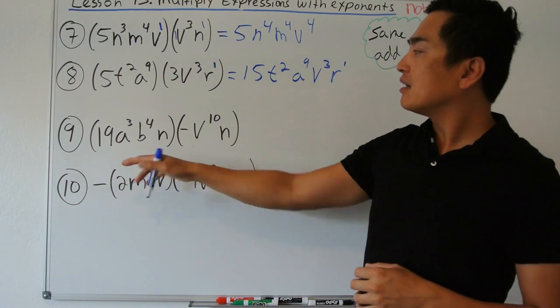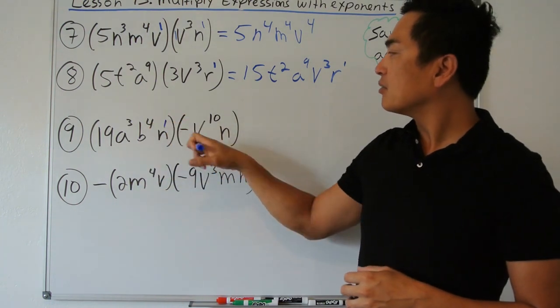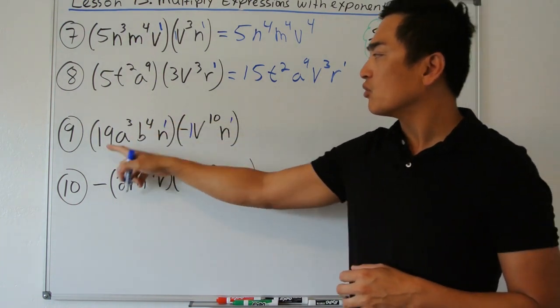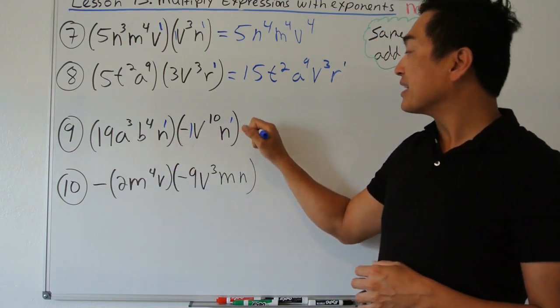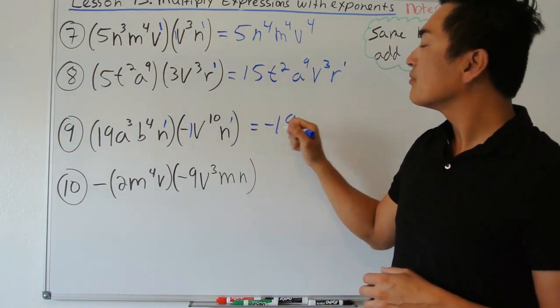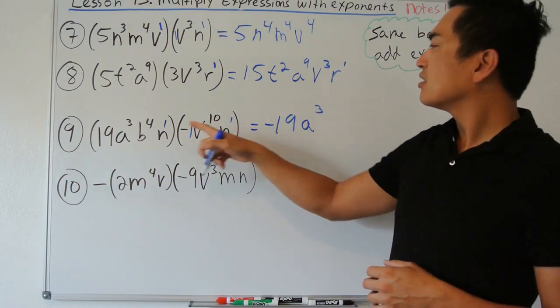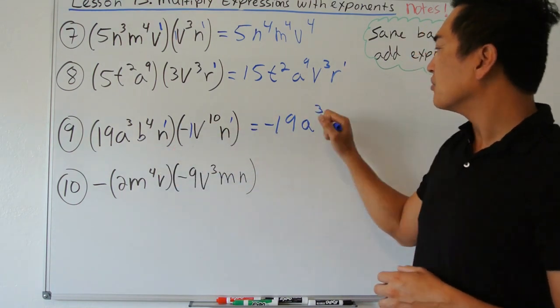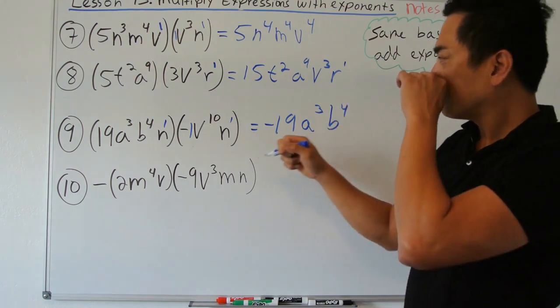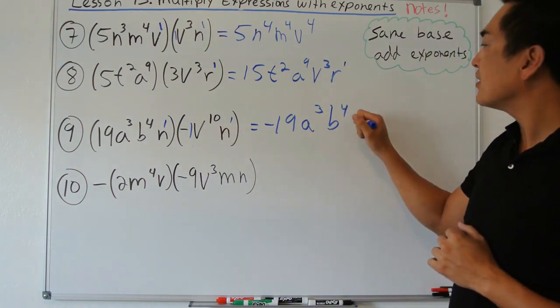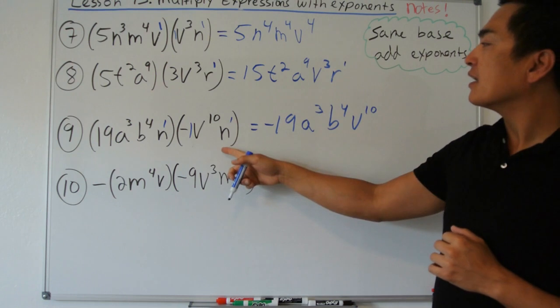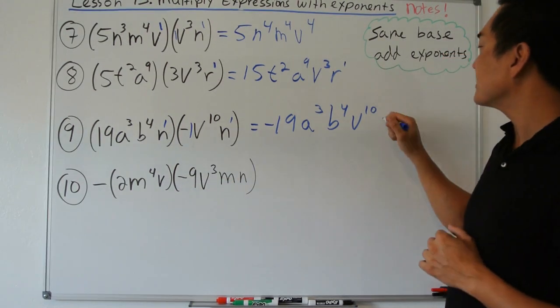Number 9, again, put a 1 here, put a 1 there. You can put a 1 here, so multiply 19 with it. So 19 times negative 1 gives you negative 19. No base with the a, so a to the 3rd. b, nothing, b to the 4th. I get v to the 10th. And then n and n to the 1 gives me n to the 2nd.